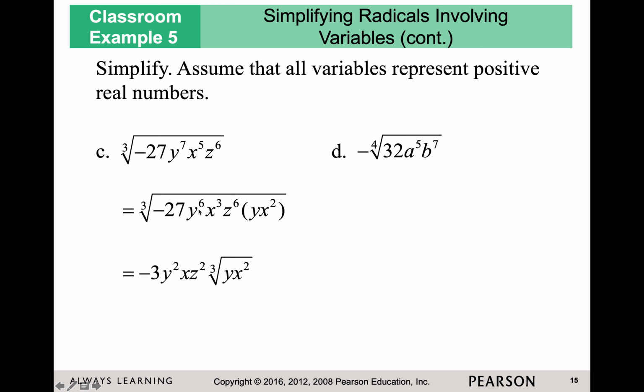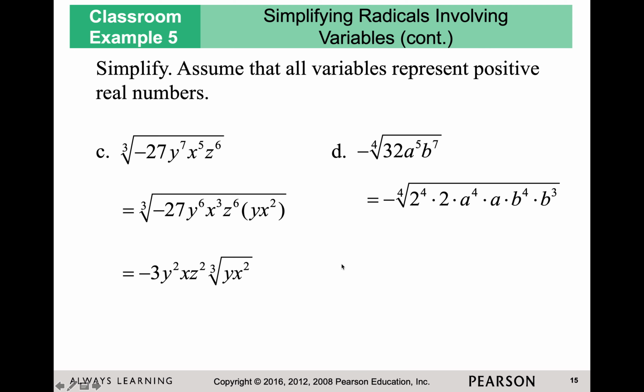So then I would do 6 divided by 3, which is 2. 3 divided by 3, which is 1. 6 divided by 3, which is 2. And then the cube root of 27, or negative 27, is negative 3. So this is a habit you have to get into for how to write these exponents out.